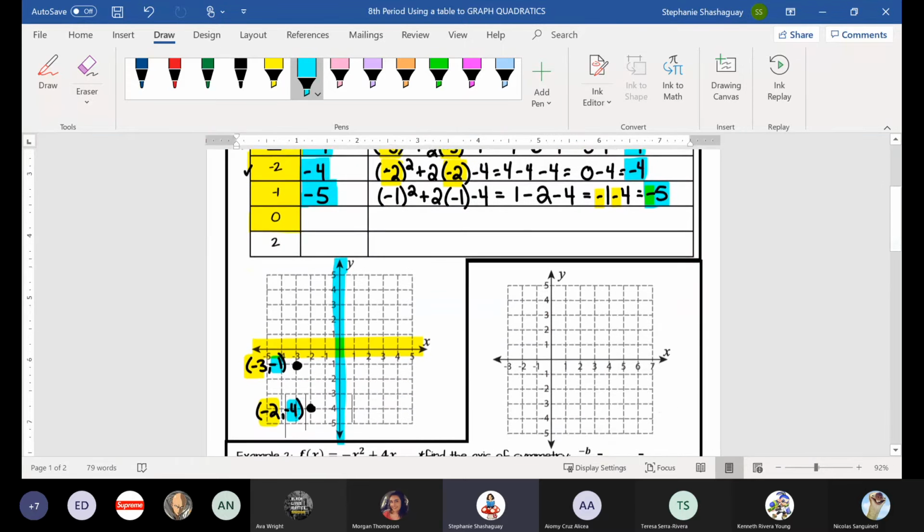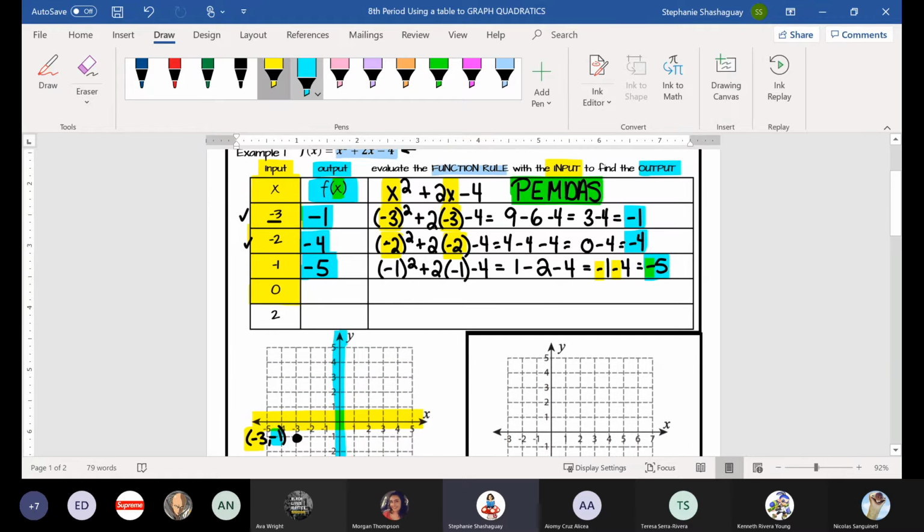So now I'm going to graph negative 1, negative 5. So negative 1 on my x-axis, negative 5 on my y-axis, and here's my point. And I'm going to label that negative 1, negative 5. All right. That's done.